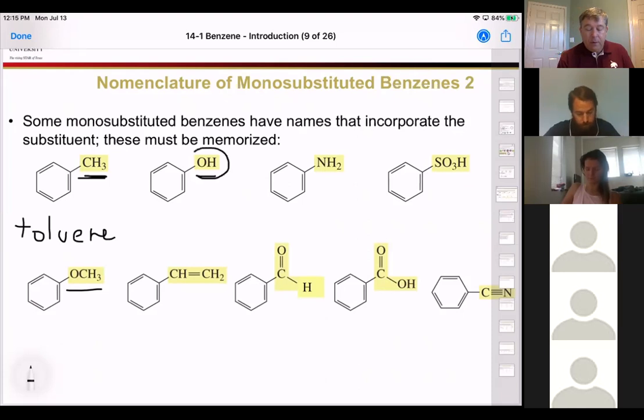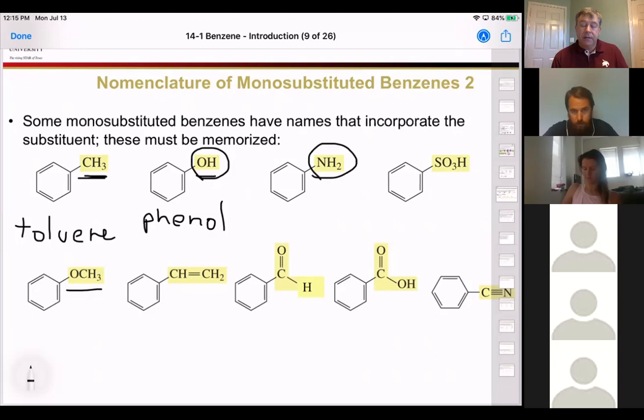If you have an OH on here, that's an alcohol group. So you start thinking, oh, it might be like an alcohol, and it is. It's the phenyl group with an alcohol on it, so we call it phenol. So -ol, just like any other alcohol, but phenyl group, so phenol, okay? So this is an amine right here, so we're going to have to change the name into aniline, A-N, aniline here. So it's starting with an amine group.